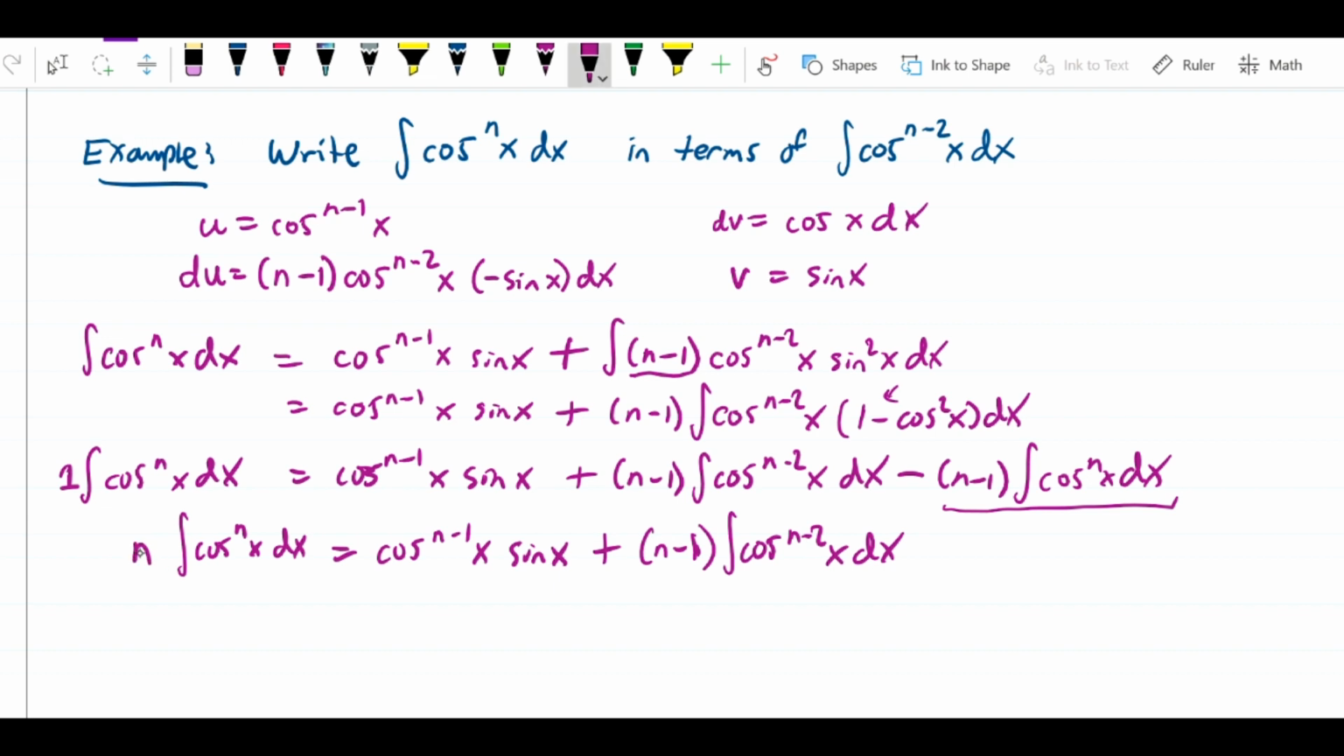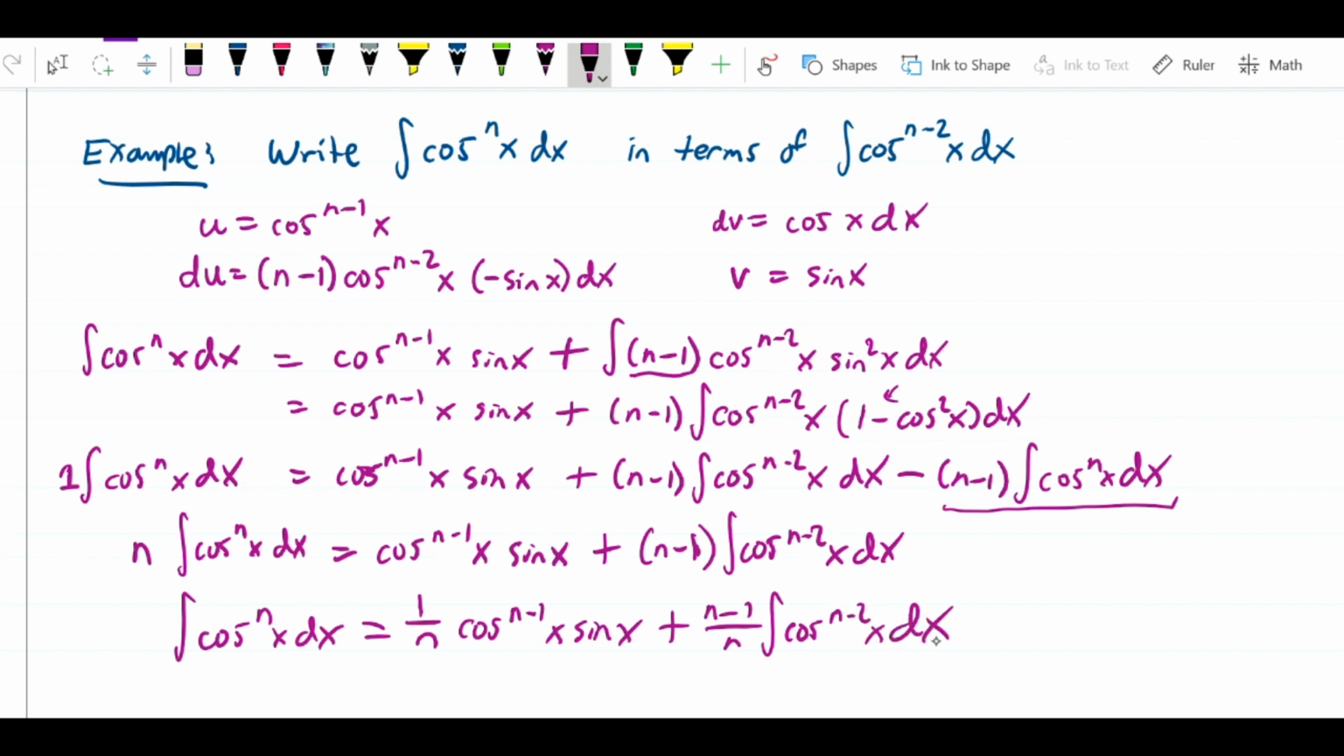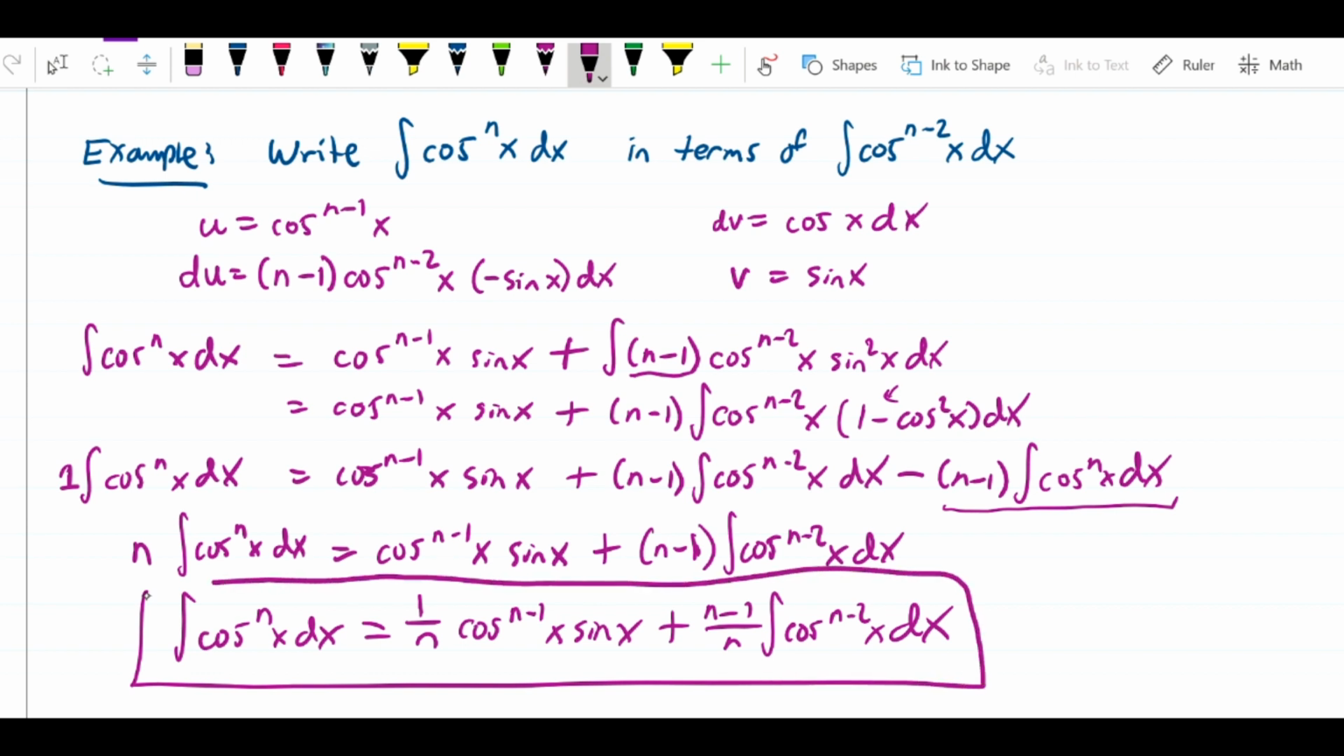Now you can easily see how we finish the problem. I just divide everything by n. That gives us the integral of cosine to the n x dx is equal to 1 over n cosine n minus 1 x sine x plus n minus 1 over n times the integral of cosine n minus 2 x dx. So this is how we would rewrite the formula. We rewrite the integral of cosine to the n x in terms of the integral of cosine two powers lower, and this is once again what is called a reduction formula.